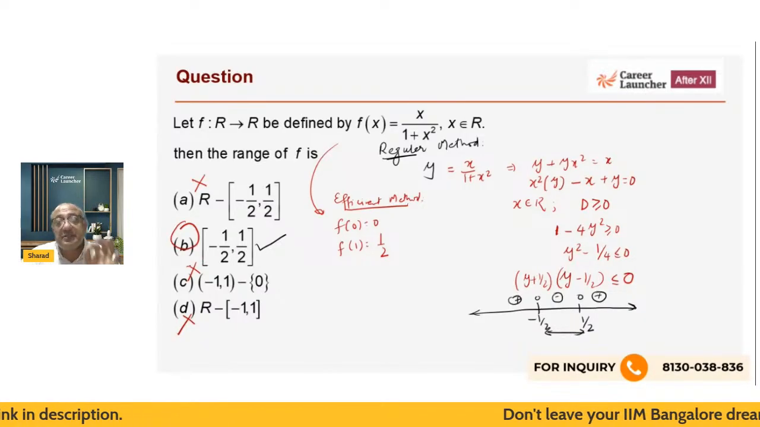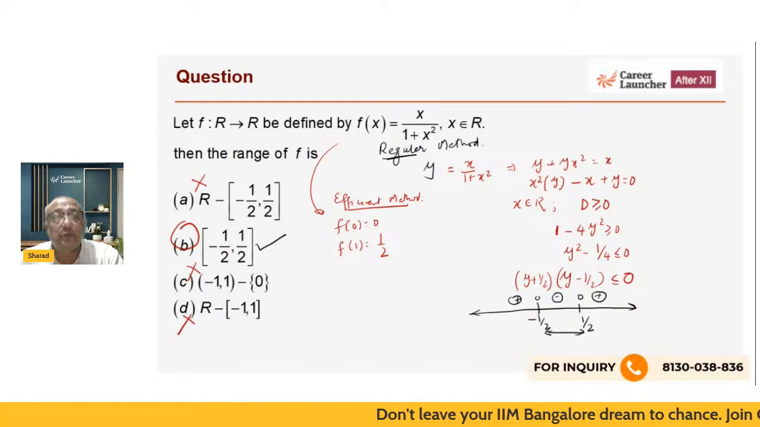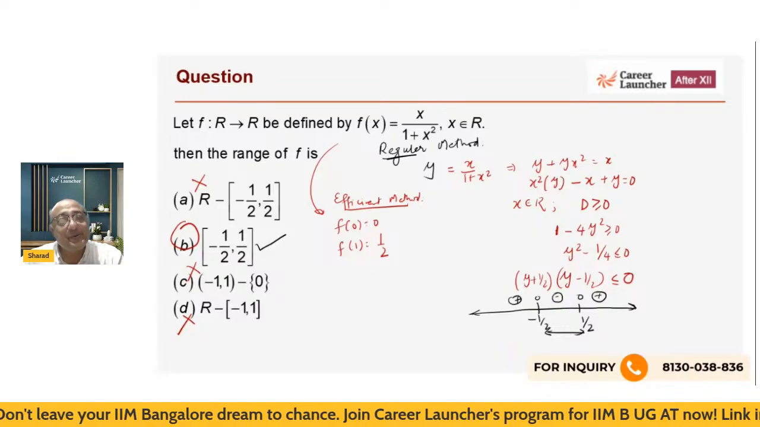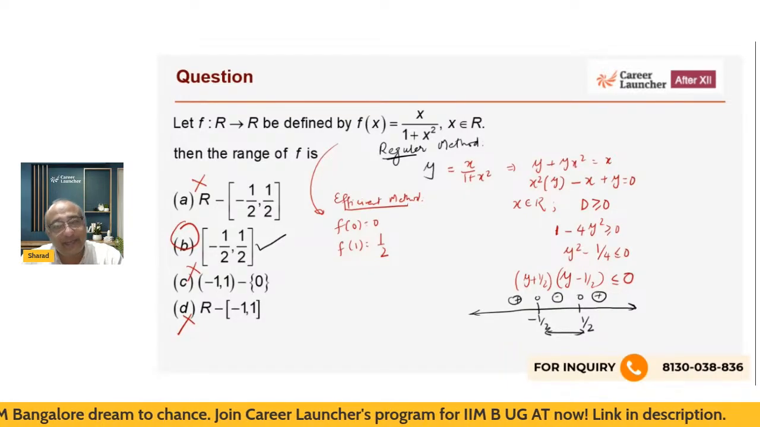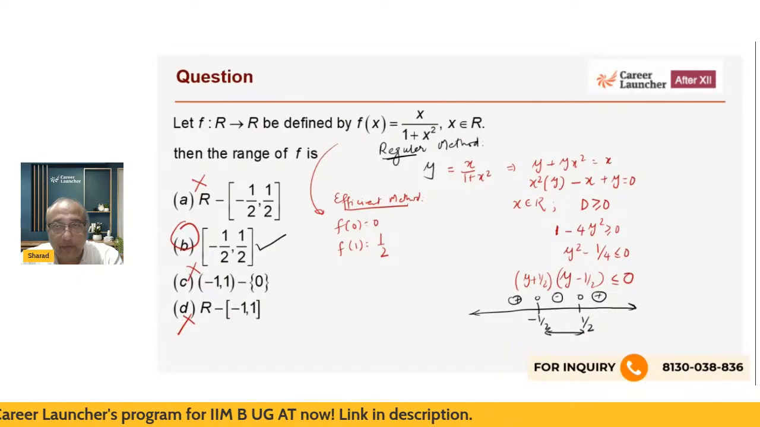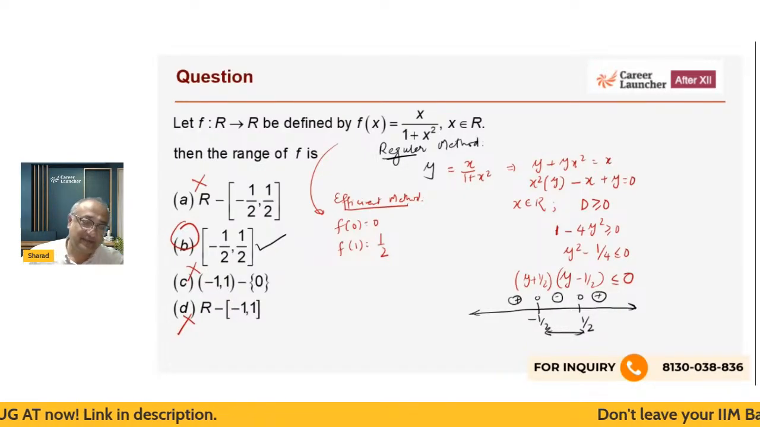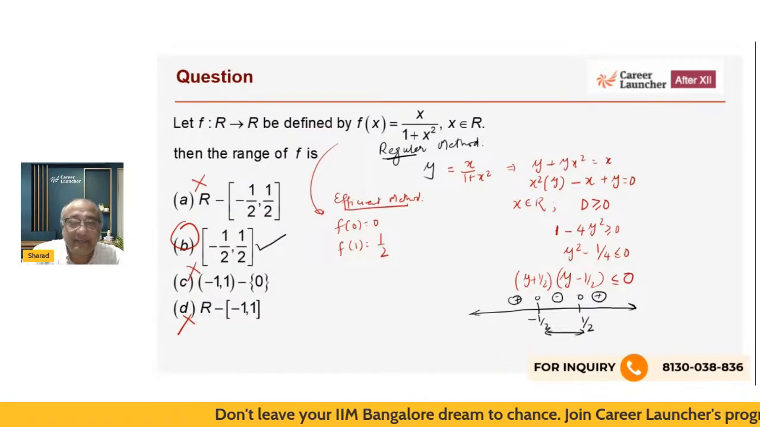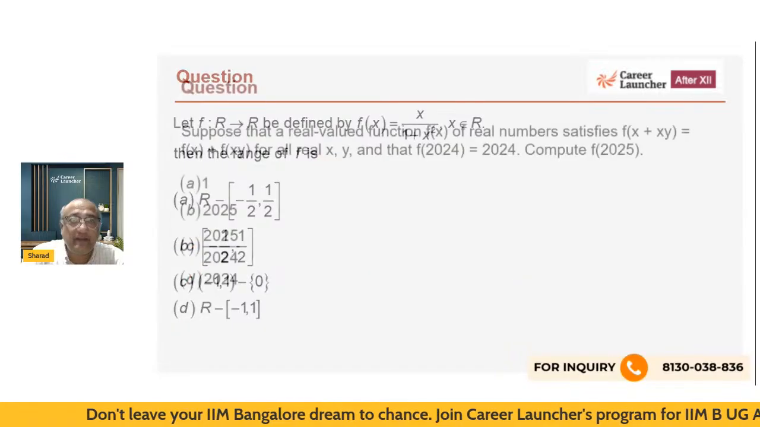It is so simple, so fast, so cool to do it if options have been given by the examination setter to us as a gift. We should use that gift and move on. Hopefully you would have got this second method and appreciated it. So now we have done three concepts: injectivity, surjectivity, domain, and range.